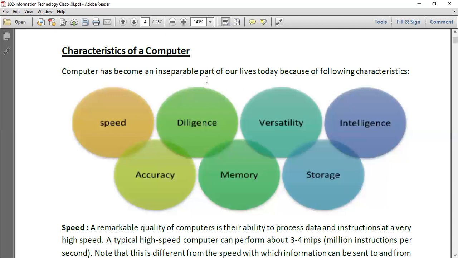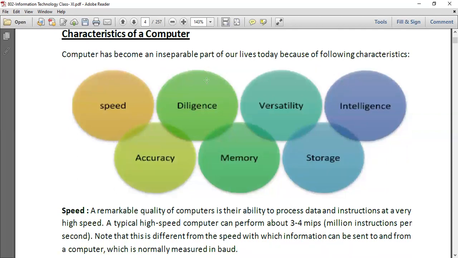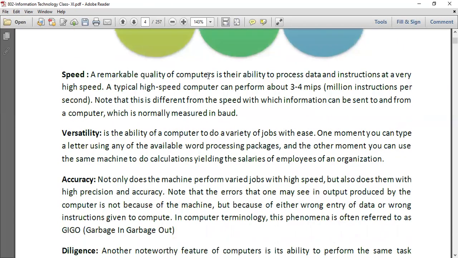Characteristics, what are the different characteristics of a computer? You might have done this in previous classes. I'll just go through it once. Speed, we know that computers have a very high speed. They can process the data or instructions in a very high speed. How the speed is measured? Speed is measured with a unit called as MIPS, millions of instructions per second.